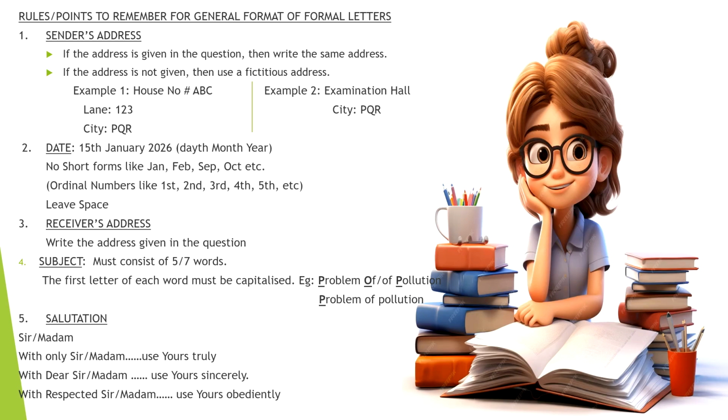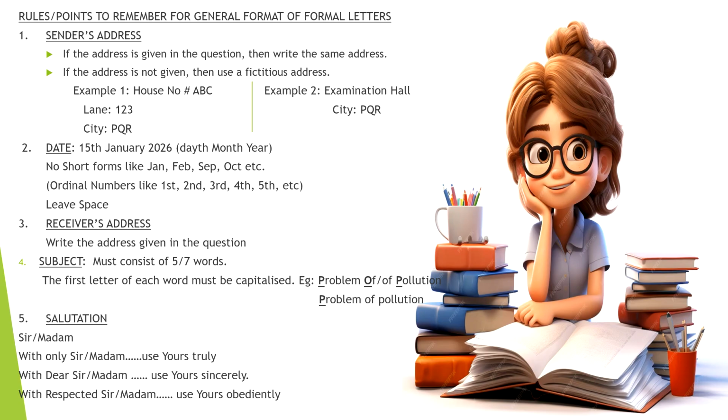Students, let's discuss the rules and points to remember for the general format of formal letters. There are 9 parts. So let's start with the first one, that is the sender's address. Two options can happen. One is if the address is given in the question, then we have to write the same address. The second type, if the address is not given in the question, then what should we do? Then we have to use a fictitious address.